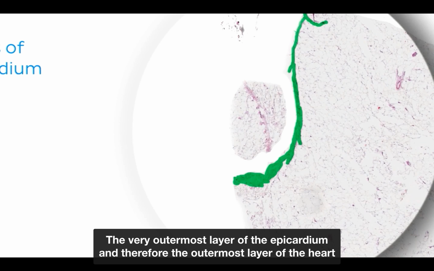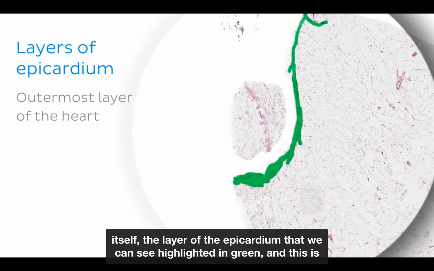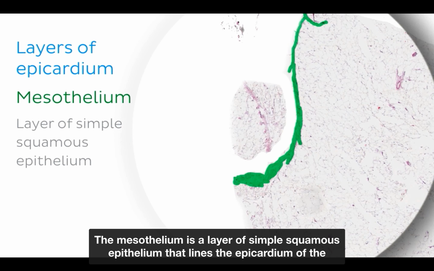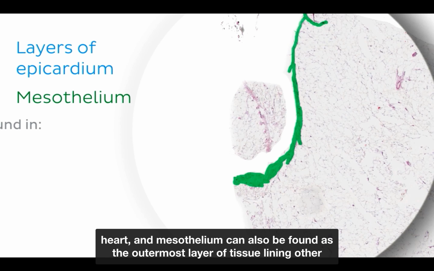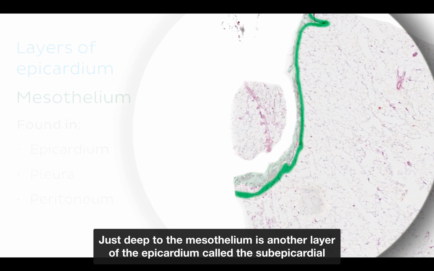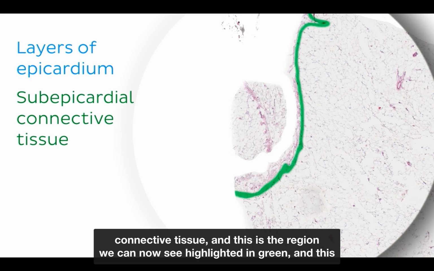The very outermost layer of the epicardium, and therefore the outermost layer of the heart itself, is the layer we can now see highlighted in green. And this is the mesothelium. The mesothelium is a layer of simple squamous epithelium that lines the epicardium of the heart. And mesothelium can also be found as the outermost layer of tissue lining other serous cavities such as in the pleura and the peritoneum. Just deep to the mesothelium is another layer of the epicardium called the subepicardial connective tissue.